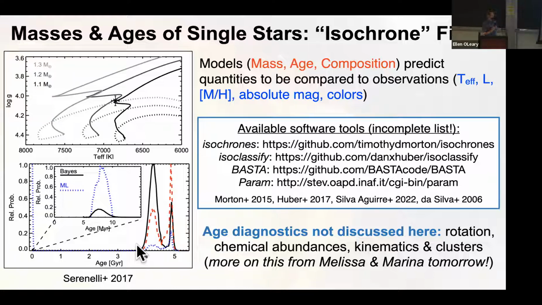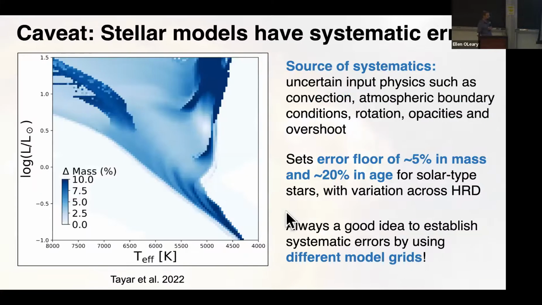One of the things that I'm not mentioning here are other age diagnostics, and that includes rotation, chemical abundances, kinematics, and clusters. Those will be talked about by Melissa and Marina tomorrow. But one thing I want to say about stellar evolutionary models in general, and as a note of caution, is that these models have systematic errors, and we should be aware of these.